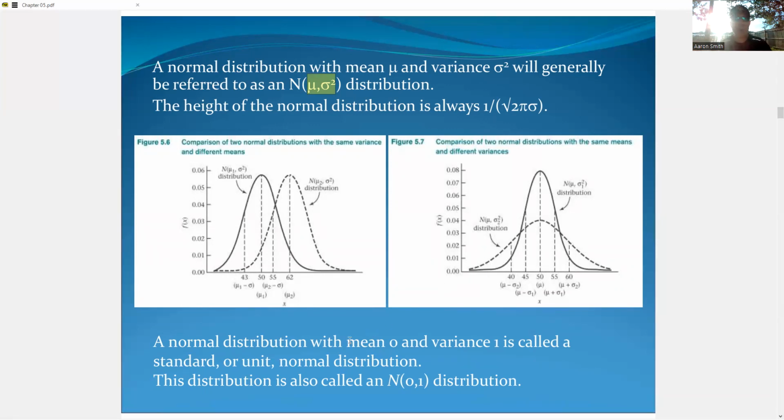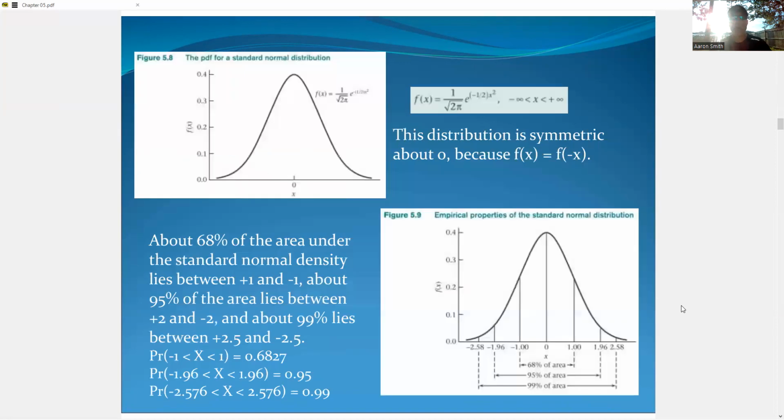Now, the normal distribution with mean 0 and variance 1 is called standard normal. And we write this as N(0, 1). And this is symmetric, just like a symmetric function in college algebra. 68% of the area under the curve is within 1 standard deviation of mu. About 95% is between plus or minus 2.